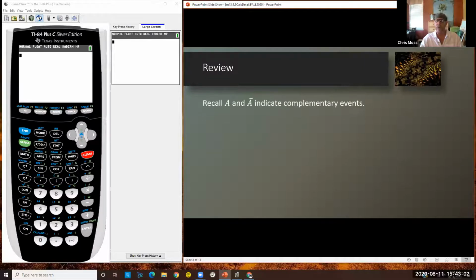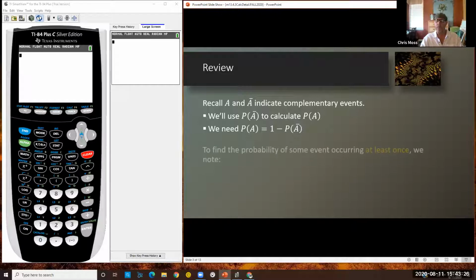First, the review. I'm going to remind you that A and A bar indicate complementary events. You can look at the previous videos to remind yourself a bit more if you need it. We're going to use P of A bar to calculate the probability of A. So we're going to need that relationship we developed in a previous discussion. The probability of A is equal to 1 minus the probability of the complement of A, or A bar.